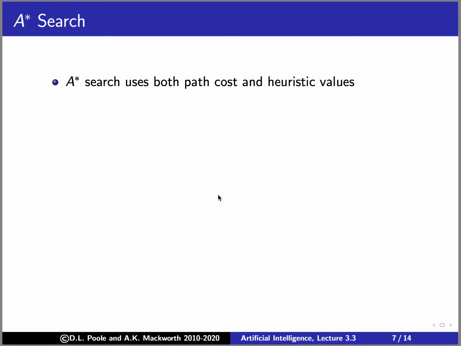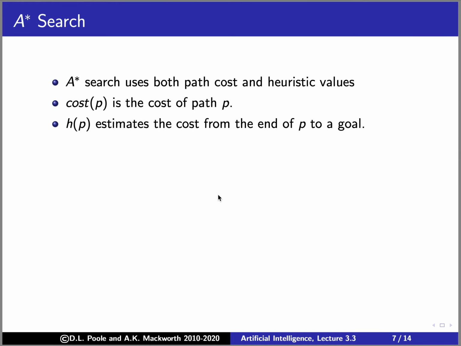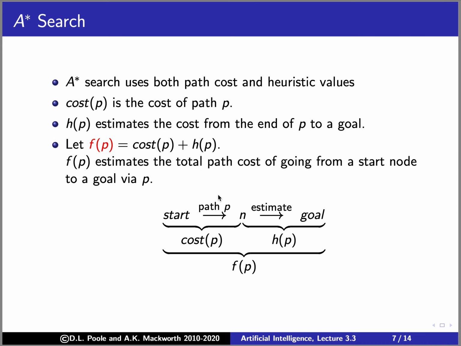So we're going to use A star search, which uses both path cost and heuristic values. A star is going to take into account both the path cost and the heuristic value. So cost of P is the cost of path P, and H of P is the estimate of the cost from the end of P to a goal. And so we're going to use F of P as the cost of P plus H of P. So F of P estimates the total path cost of going from a start node to a goal via P.